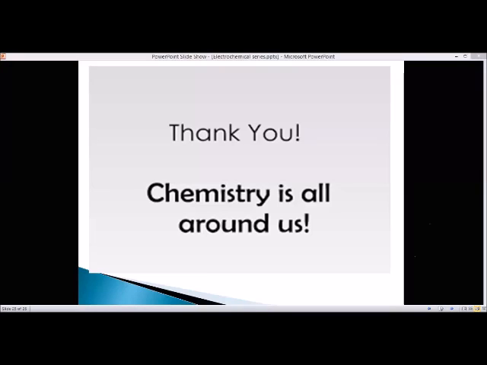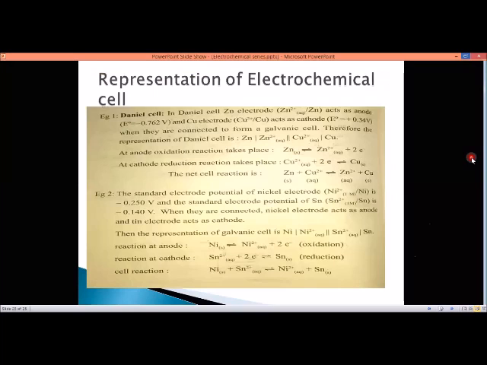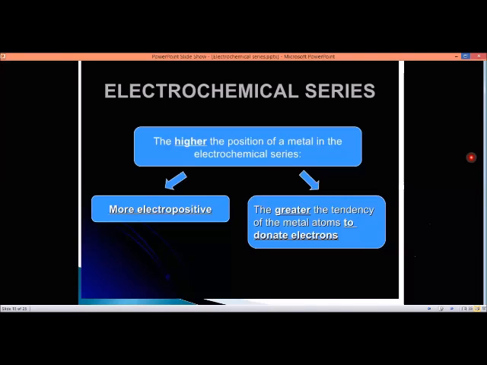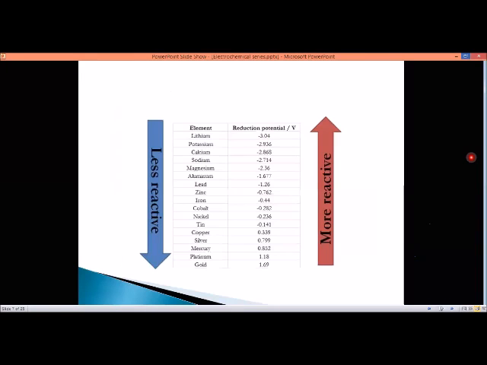See, what is the total EMF of the cell? What's the formula? E of cathode minus E of anode. Now suppose I take, let me go back and show you the electrochemical series. Let me take calcium. One of my electrodes is calcium. And what is the value of calcium? Minus 2.868.